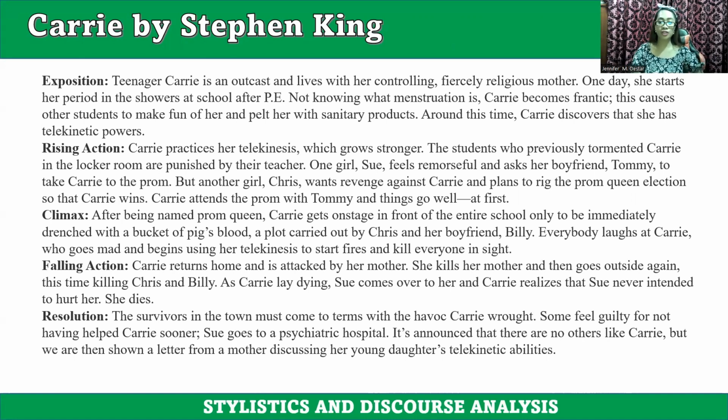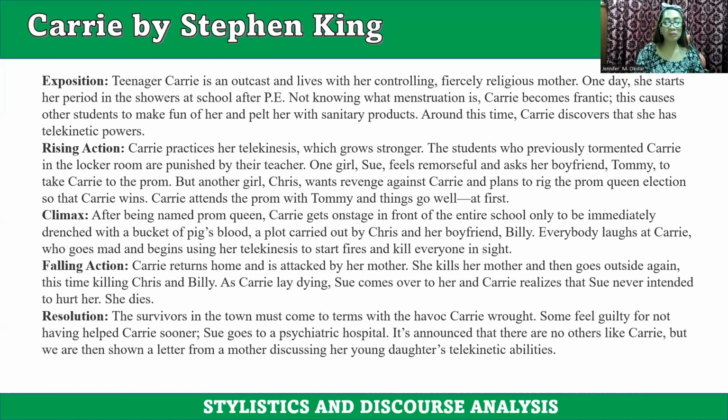For the rising action, Carrie practices her telekinesis, which grows stronger. The students who previously tormented Carrie in the locker room are punished by their teacher. One girl, Sue, feels remorseful and asks her boyfriend, Tommy, to take Carrie to the prom. But another girl, Chris, wants revenge against Carrie and plans to rig the prom queen election so that Carrie wins. Carrie attends the prom with Tommy and things go well at first.